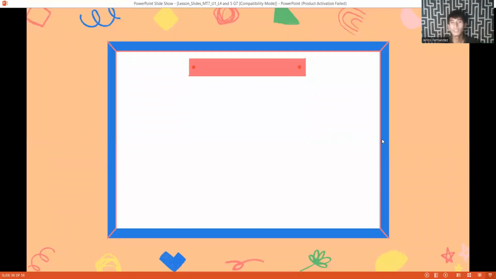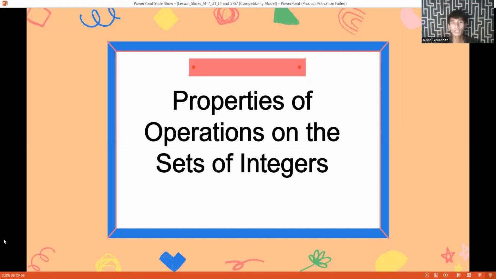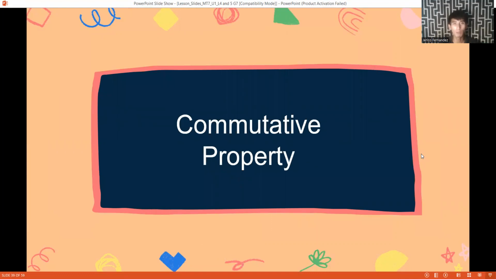Good day, everyone. Now we will discuss the properties of operations on the sets of integers. So ano-ano nga ba yung mga properties ng operations on the sets of integers? Let's start with commutative property.